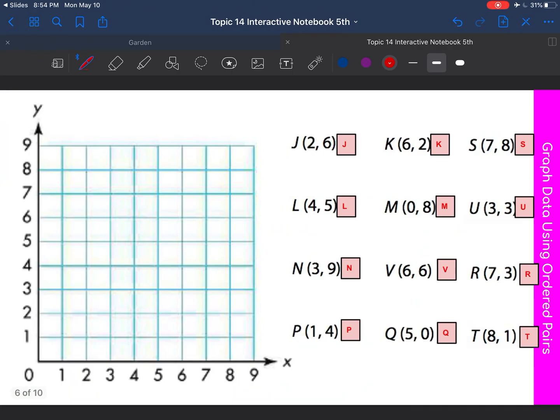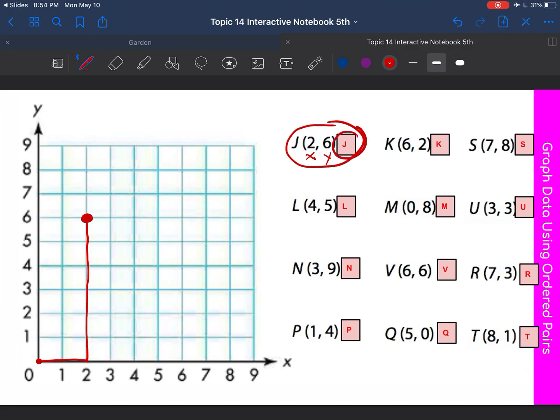All right, so let's look at these examples. We have J at 2, 6. So again, we start at the origin. We go over 2 on the x-axis because 2 is x, and then 6 is y. So over 2, up 6 right here.